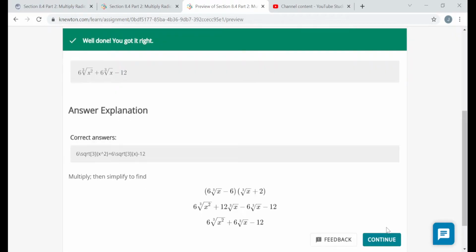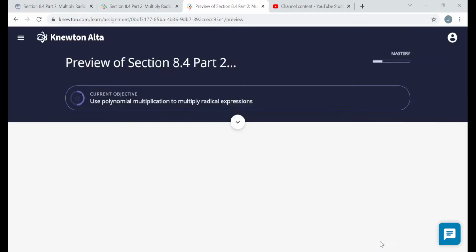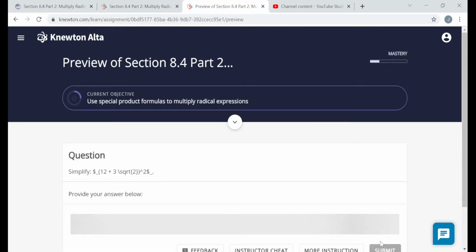Great. All right, moving on. So we're back to that objective about using special products. Once again, I'm not going to use a special formula. You can if you want, but I'm just going to remember what it means to square something. It just means multiply that base by itself. And then I'm going to do all the polynomial multiplication like I've been doing in every question.